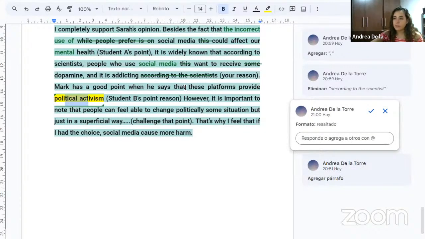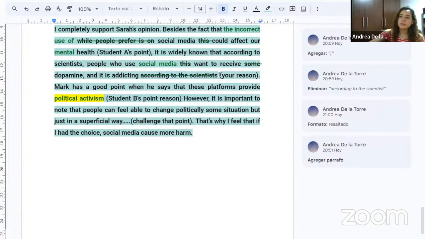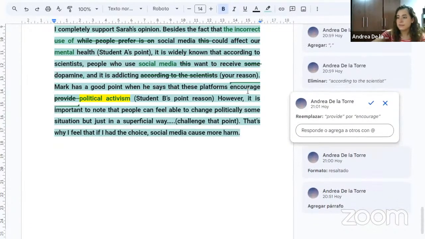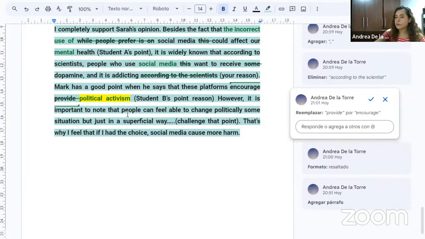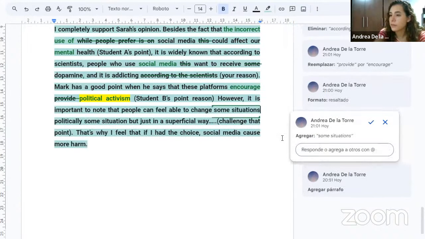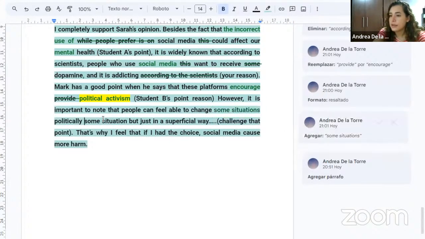Entonces, these platforms provide political activism o tal vez boost, no es que tan, sino que encourage political activism. However, it's important to know that people can feel able to change some situations politically. Okay.